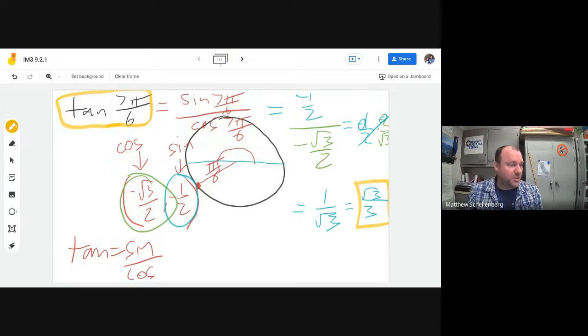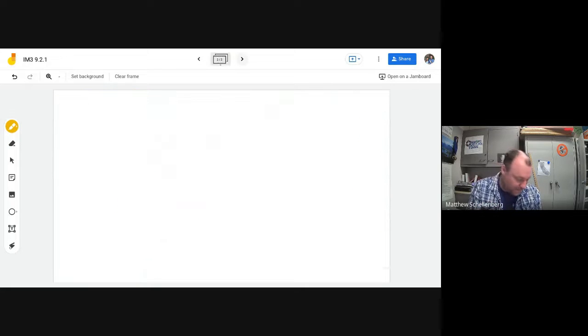Question number 2, we have, what is the cosine of 13 pi over 6? So cosine of 13 pi over 6, well, hey, 13 pi over 6, isn't that more than 2 pi?